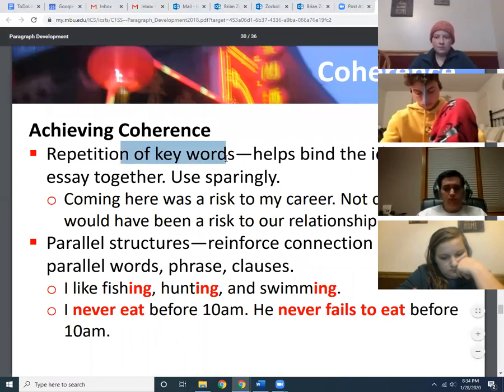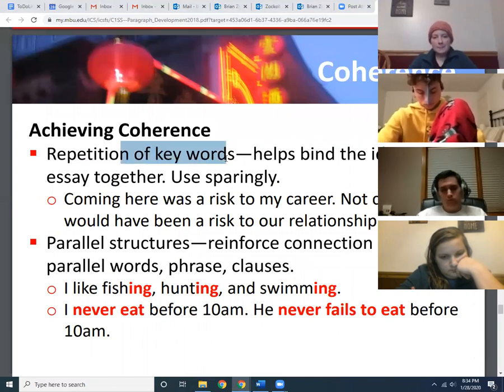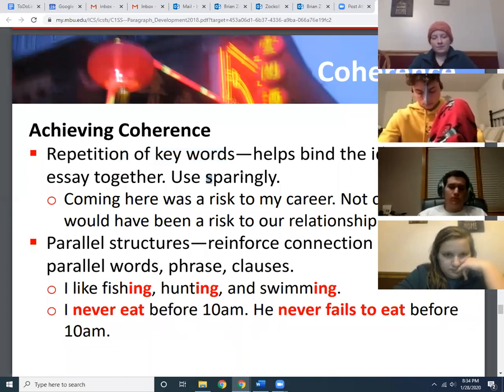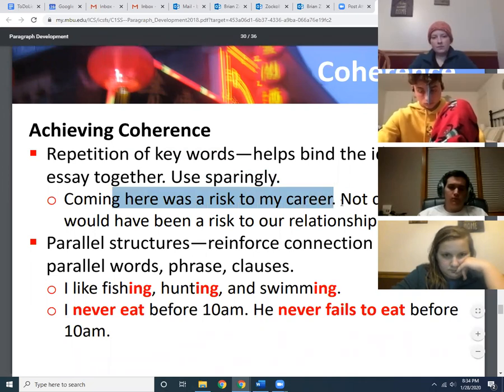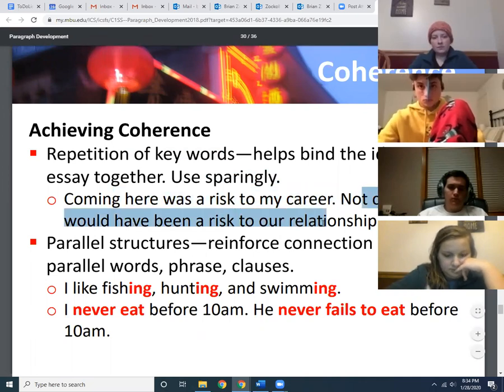The Bible does this. The Bible and the New Testament often you can go through any significant passage and see key words repeated over and over and over again. You should use this sparingly, but it does help with main ideas you're trying to get across. Coming here was a risk to my career. Not coming here would have been a risk to our relationship.